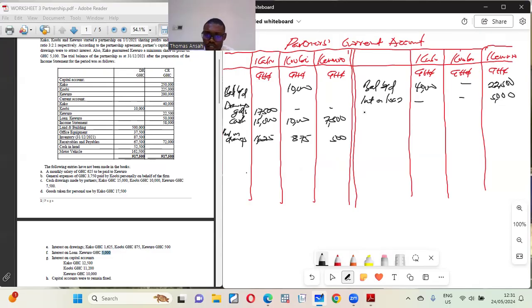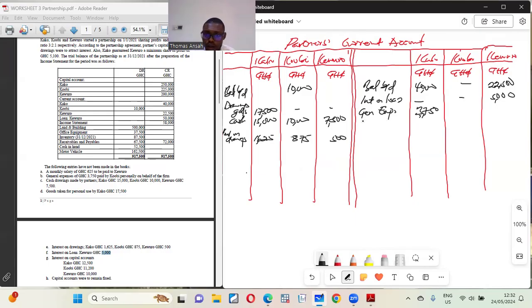Then what again? The general expenses spent on behalf. All right, I told you those things you list at the credit side. So who did that expense? The general expense, that will be Kobe. So Kobe, you put in here 3750.